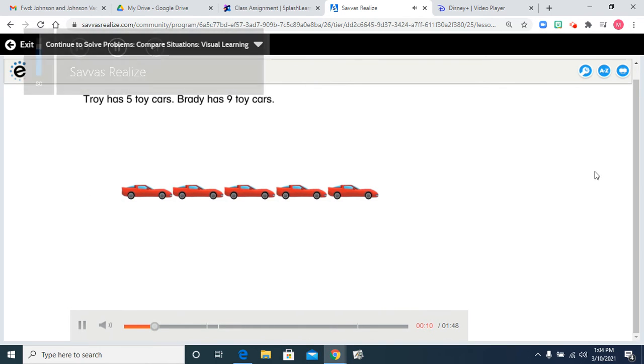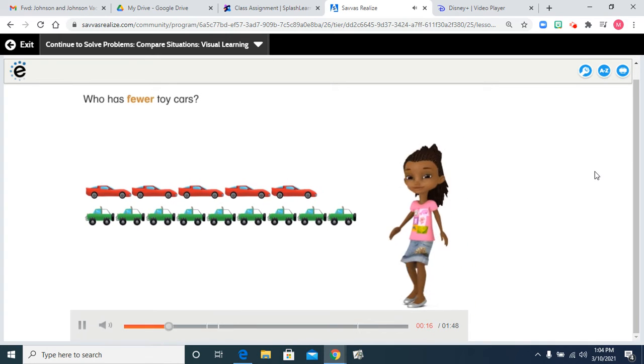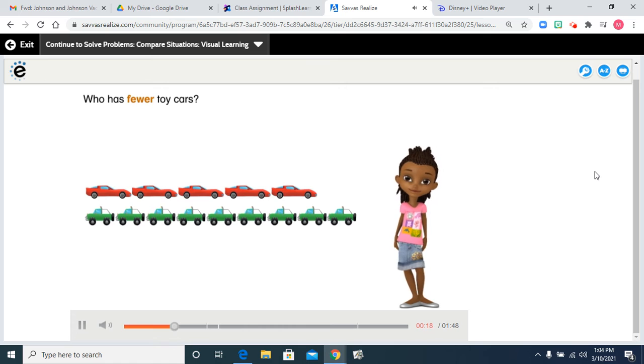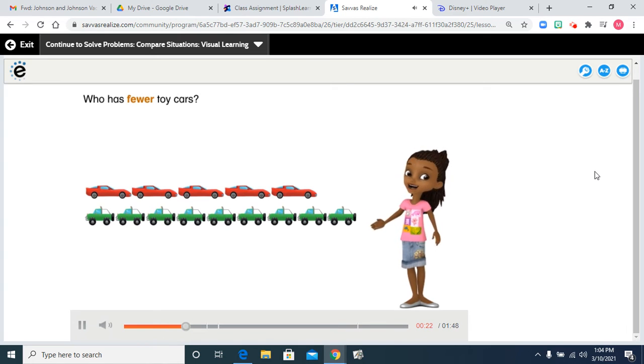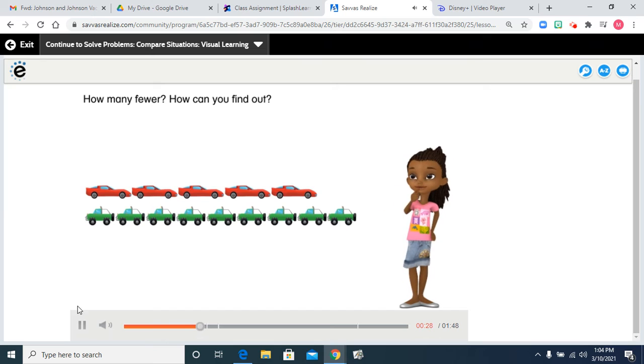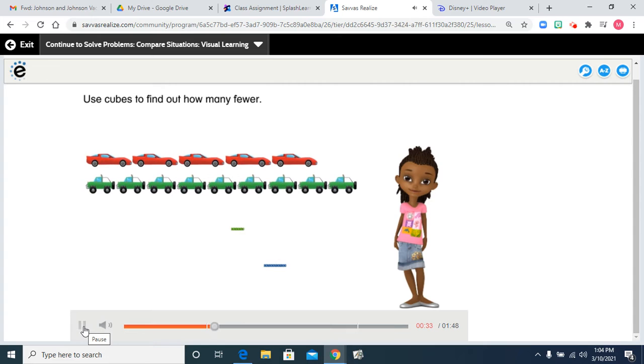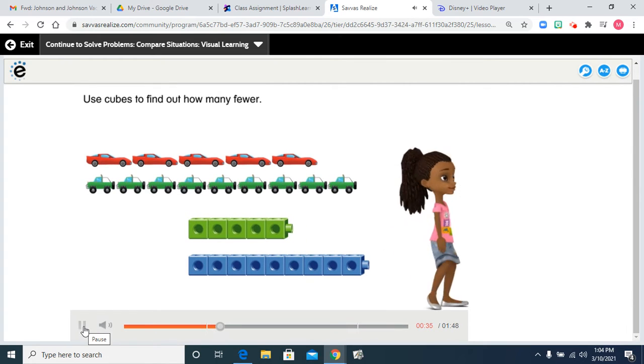Troy has 5 toy cars. Brady has 9 toy cars. Who has fewer toy cars? Troy has fewer toy cars than Brady because 5 is less than 9. How many fewer? How can you find out? Use cubes to find out how many fewer.